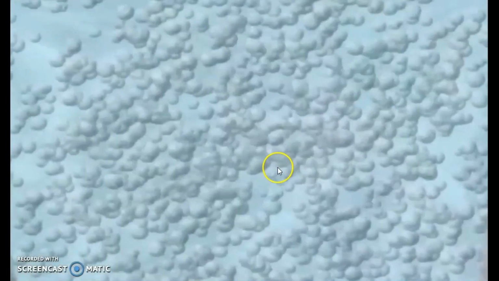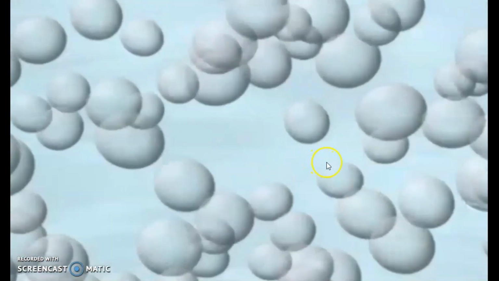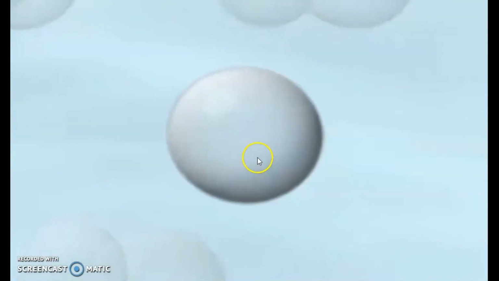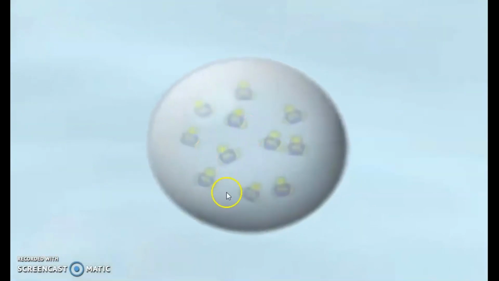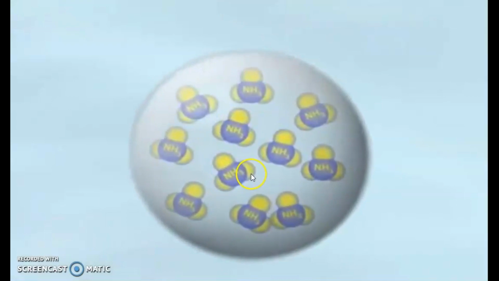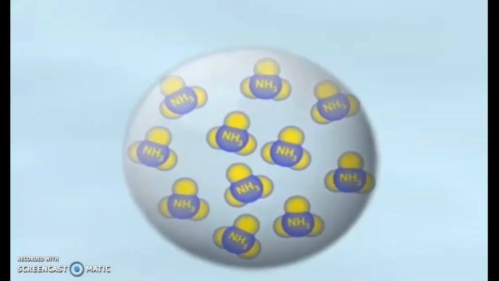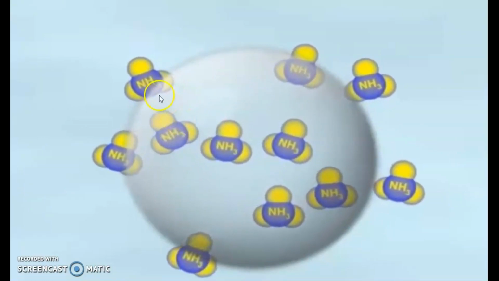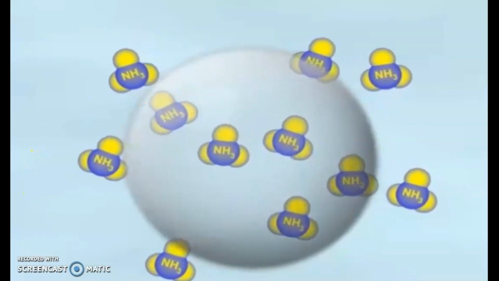As you see on screen, each bubble is carrying many molecules of ammonia. So you can see the molecules of ammonia trapped inside the gas bubbles. Slowly, the ammonia molecules will travel through the interface into the liquid, that is water, surrounding the bubble. So you have seen that initially there was no ammonia molecule in the liquid.